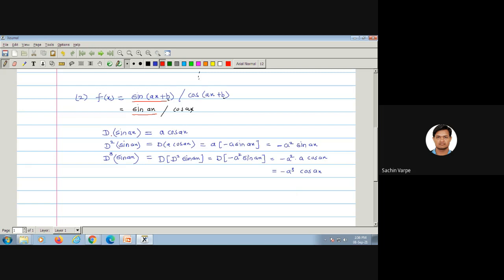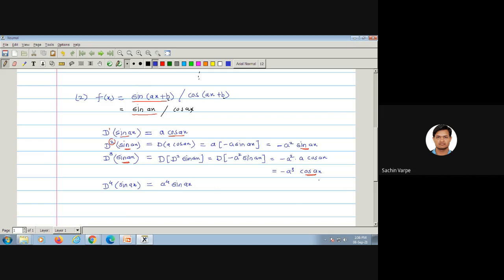But if you notice the change, when we take the first derivative, the derivative of sine will be in terms of cos, isn't it? For the second derivative, the d square of sine will be in terms of sine. For the third derivative, it is in terms of cos again. If we go for the next derivative, what will d raised to 4 of sine ax be? Yes, it will be plus a raised to 4 sine ax.